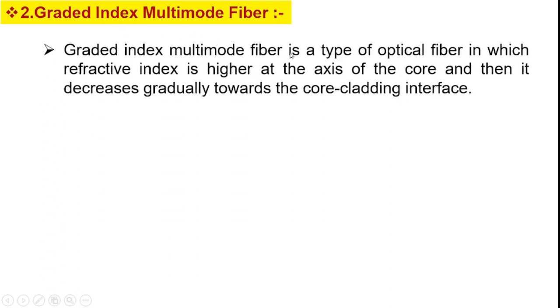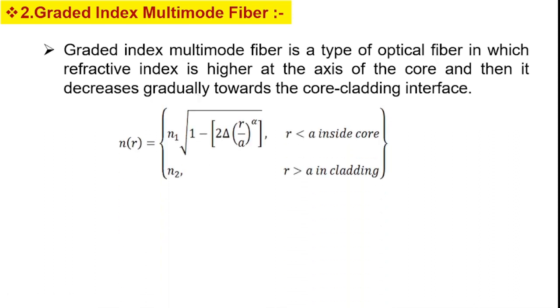Graded index multimode fiber is a type of optical fiber in which refractive index is higher at the axis of the core and then it decreases gradually towards the core cladding interface. इस ग्रेडेड इंडेक्स ऑप्टिकल फाइबर में जो कोर वाले पार्ट के मटेरियल का रिफ्रैक्टिव इंडेक्स उसके सेंटर पे एक्सिस पे ज़्यादा होती है, उसके बाद एक्सिस से बाहर की ओर आने पर उसकी रिफ्रैक्टिव इंडेक्स धीरे-धीरे ग्रेजुअली डिक्रीज होती जाती है और कोर क्लेडिंग इंटरफेस पे उसकी वैल्यू क्लेडिंग मटेरियल के रिफ्रैक्टिव इंडेक्स की इक्वल हो जाती है.